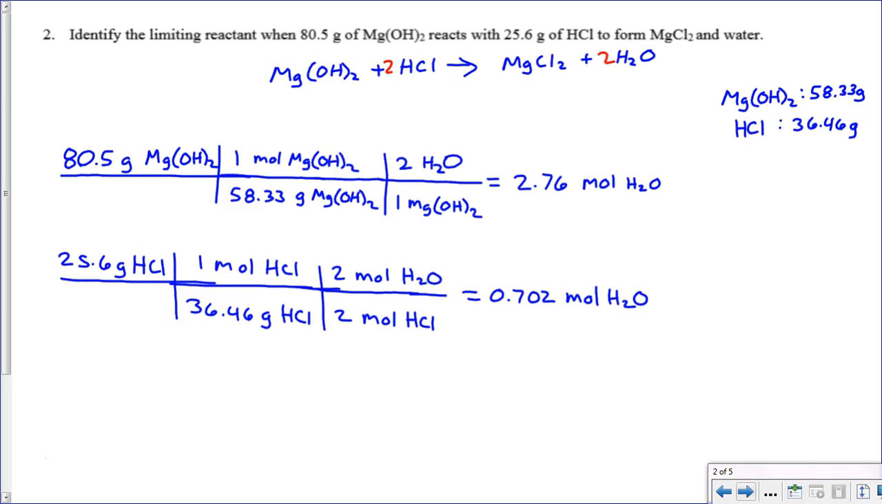Okay, so again, to summarize this process, we have enough magnesium hydroxide to make 2.76 moles of water. We have enough HCl to make 0.702 moles of water. So we're actually going to make 0.702 moles of water because we go with the smaller amount. And that means that in this case, HCl is limiting.